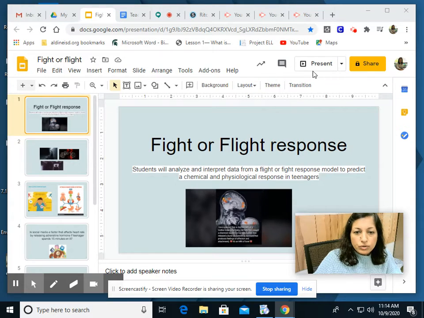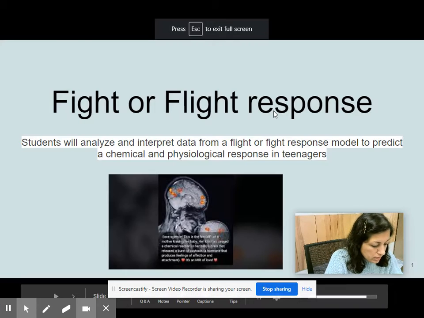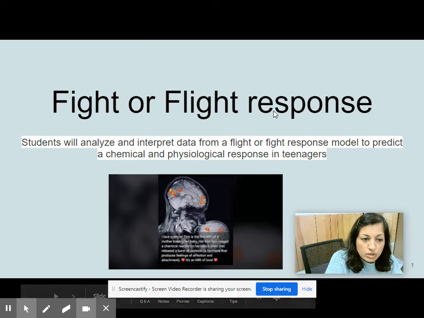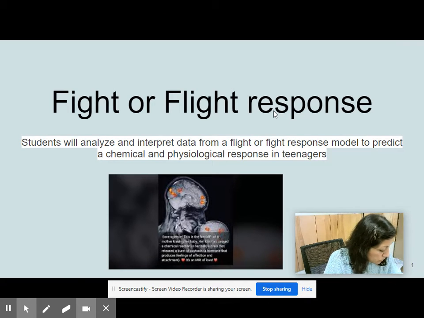Hi guys, today we are going to talk about the fight or flight response. This is an extension of the external stimulus that we were talking about before. So in external stimulus we talked about observing the pill bug, then we talked about the four types of tropism. Now we are going to talk about the fight or flight.